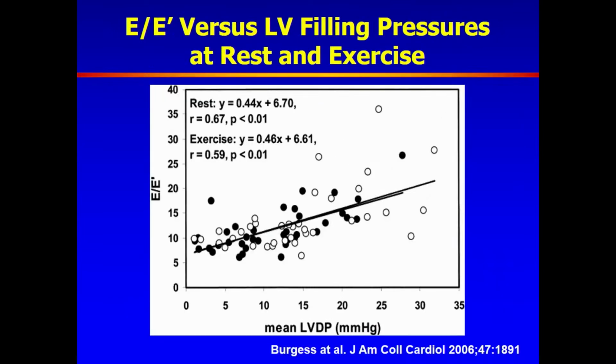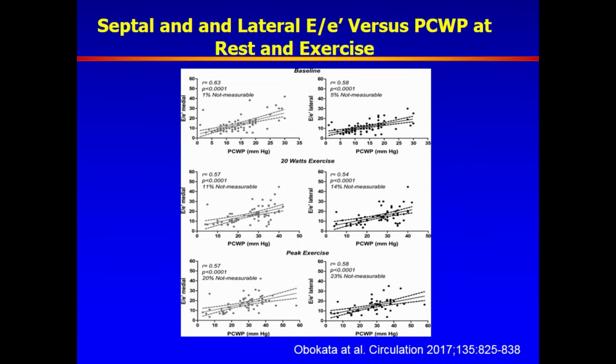That's a larger study, a validation study looking at the E to E prime ratio against LV diastolic pressure during exercise. And you see a significant association, rather similar to what you see at baseline. If you're looking for a more recent study, this is from the Mayo Clinic, looking at the septal and lateral E to E prime ratio at baseline, at low level exercise, 20 watts, and at peak exercise. And you can see a significant association between the E to E prime ratio at rest, low level exercise, peak exercise, and the wedge pressure, rather similar for the septal and lateral sides.